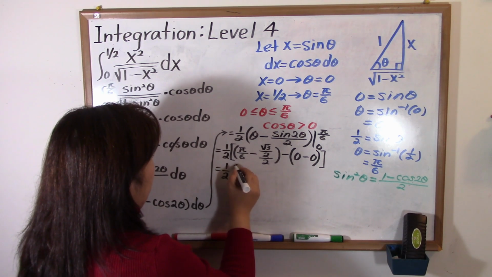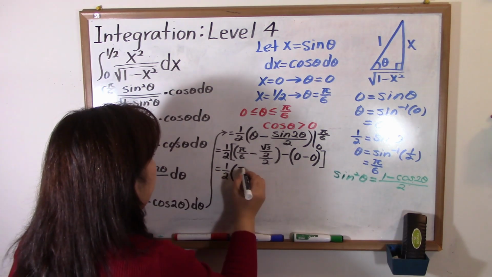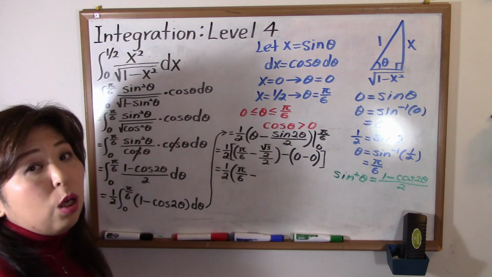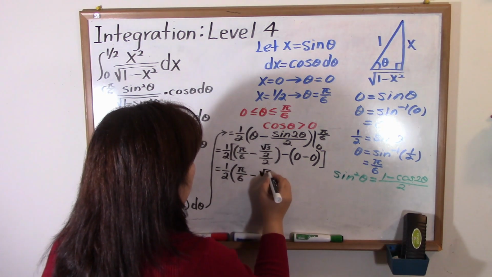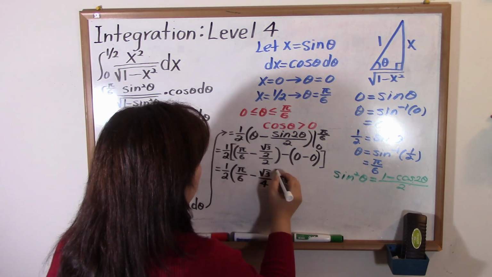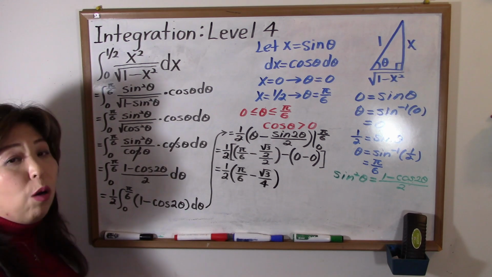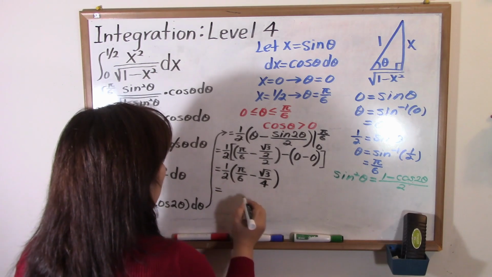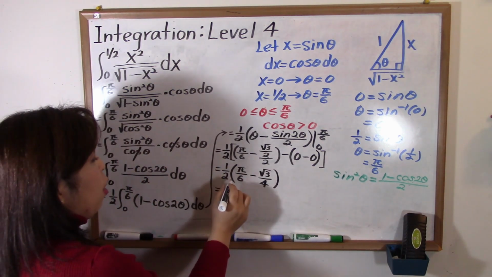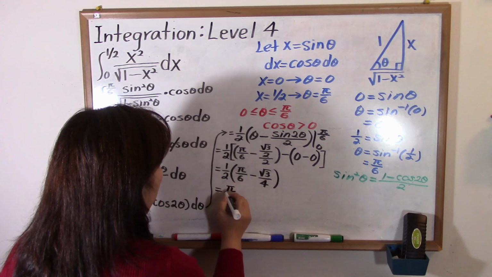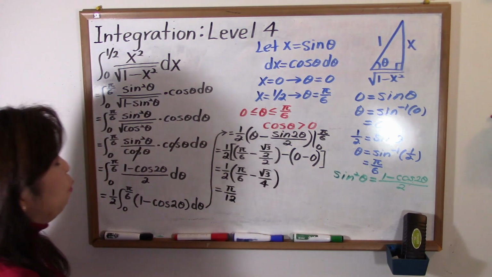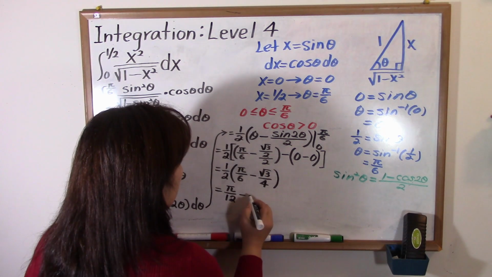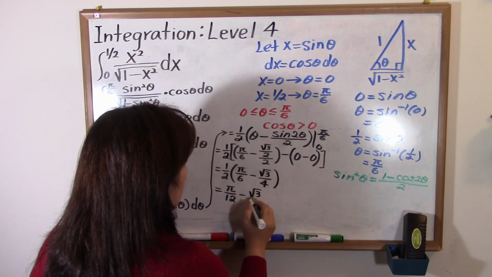These are all zeros, so organizing over here, it is equal to 1/2 times (pi over 6 minus square root of 3 over 4). Now we multiply by 1/2: 1/2 times pi over 6 is pi over 12, and 1/2 times negative square root of 3 over 4 is negative square root of 3 over 8.